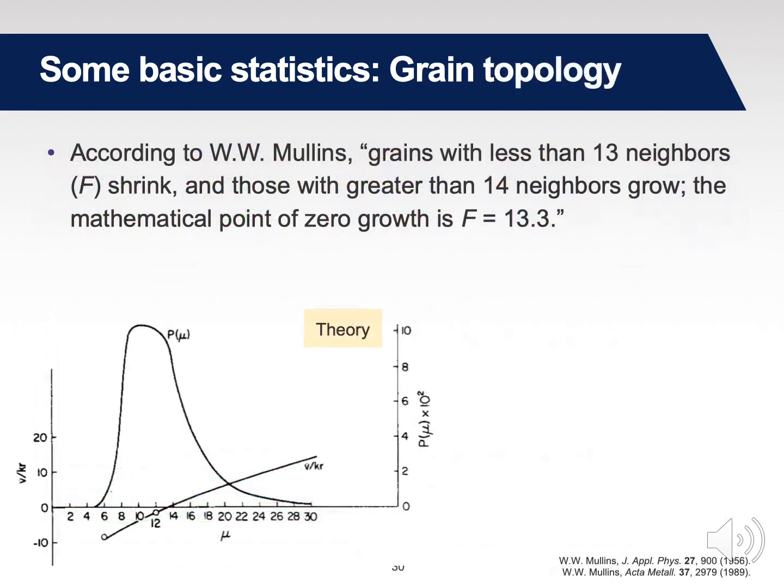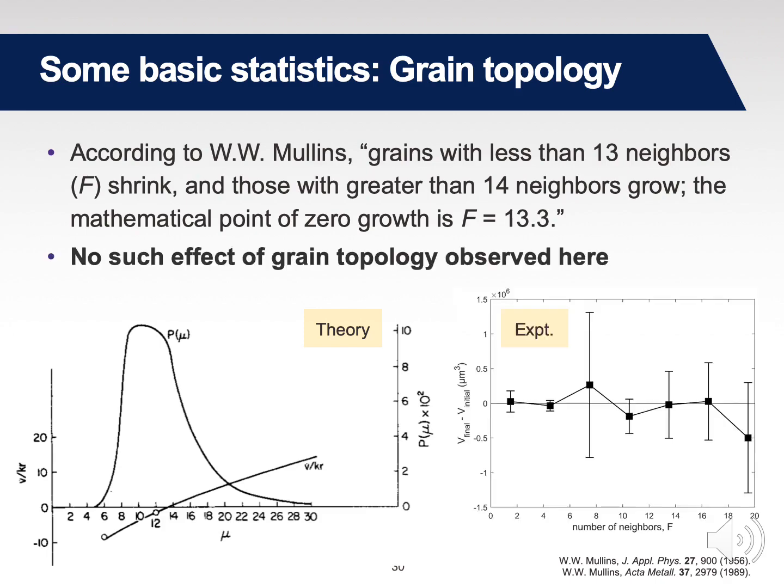We can also ask ourselves what is the influence of not grain size, but grain topology. In other words, the number of neighbors a grain shares with the other grains. According to Mullins, grains with less than 13 neighbors, which we call F, are the grains that shrink, and grains with greater than 14 neighbors grow. The mathematical point of zero growth, as you can see here, where this volumetric rate goes to zero, is 13.3. So we can check this. What is the influence of the number of neighbors on the grain's volume change? And here too, you can see there's no real effect of grain topology either.